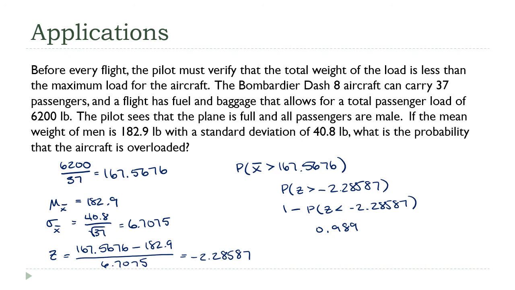And intuitively, this should be reasonable to you. Because look, there are 37 passengers, and if every passenger had that average male weight, 182.9, that would make our total weight 6,767.3, which is well over this tolerance. So I am simply not getting on that plane.